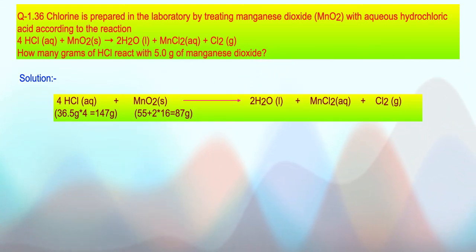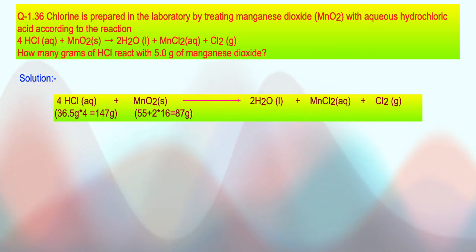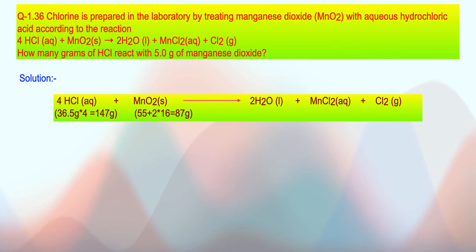We have given the standard as per the equation. HCl molar mass is 36.5 gram. Number of mole is 4. Therefore, total mass of HCl that will react is 146 gram. MnO2 having Mn with molar mass of 55, O2 have 16 multiplied by 2. That will become MnO2 molar mass 87.